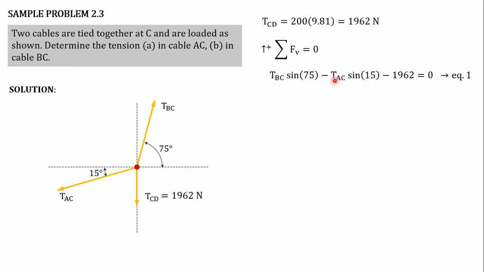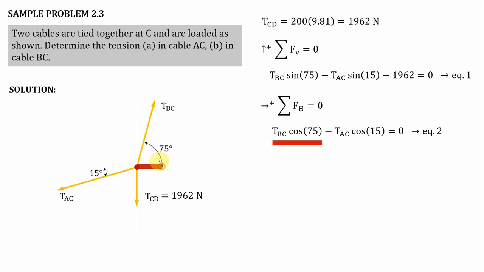So, next nating gawin is mag-create tayo ng other equation. Okay? So, pwede natin gamitin itong summation of horizontal forces is equal to 0. And we assume that going to the right is positive. Okay, so unahin natin yung component ng TBC. Okay, so tension BC is equal to tension BC cosine 75 degrees. Okay, positive to. Kasi yung horizontal component ng tension BC is going to the right.